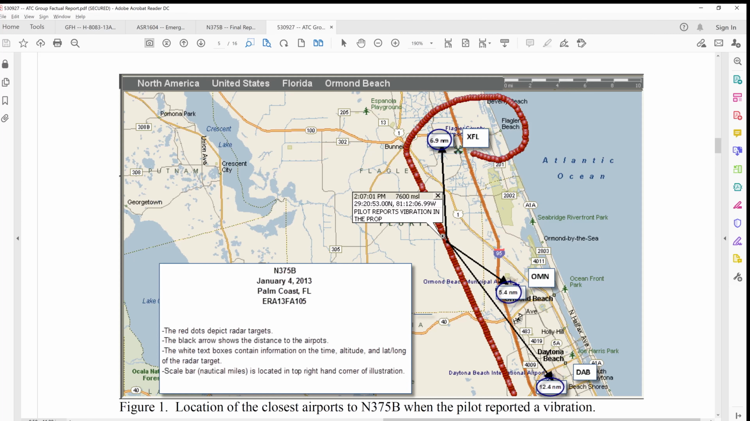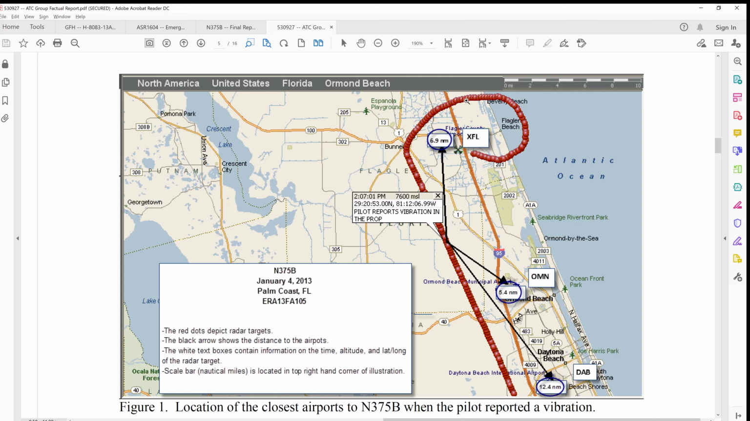But right about here, the pilot said he had a vibration in the prop. That does not initially mean that you just automatically send them to Ormond because it's closest. It takes a few seconds for that to register with the controller to understand what the pilot's desires are. He's still traveling northwestbound. And actually, by the time any reasonable controller would have made a divert option, Flagler was mathematically the closest airport.